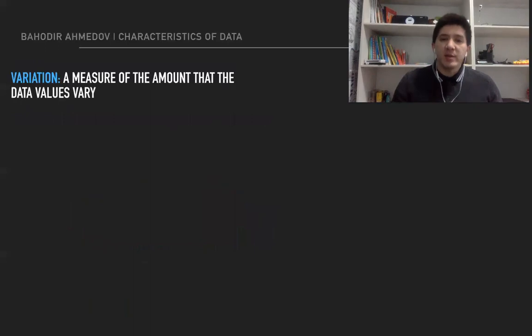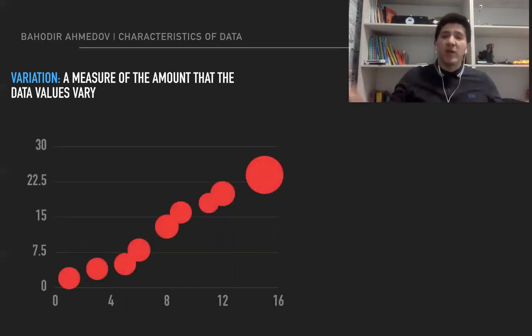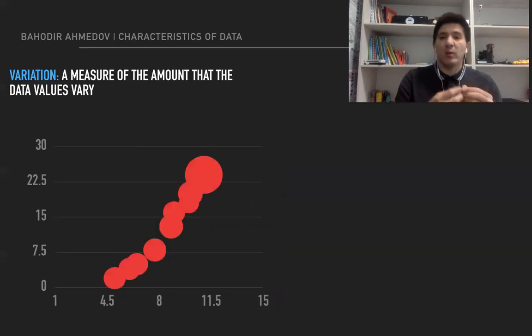Another characteristic of the data set is called the variation. It's telling us how the data values are spread. There are some data sets where the values are spread around the whole range of the values, and in this case, the variance is going to be higher. And there are some data sets where the points are concentrated around the mean or around some other points, and in this case, the variance is going to be smaller.